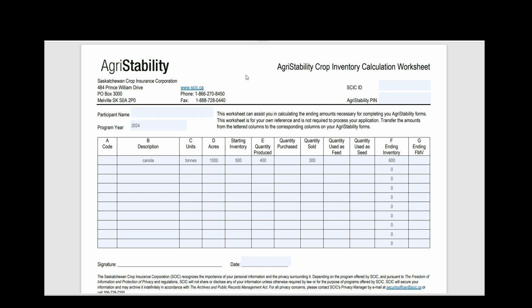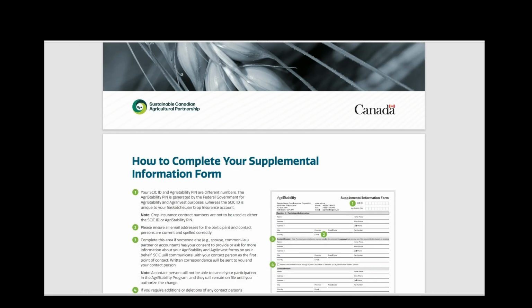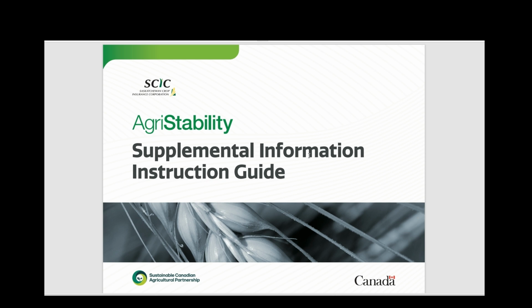So it's just a worksheet. Again, it's optional. You don't need to be completing this, but if it helps you come up with your ending inventory, there is also a livestock inventory calculation worksheet that will help you work through and capture the livestock side of things. Now, your AgriStability supplemental information form, we have a guide for that.